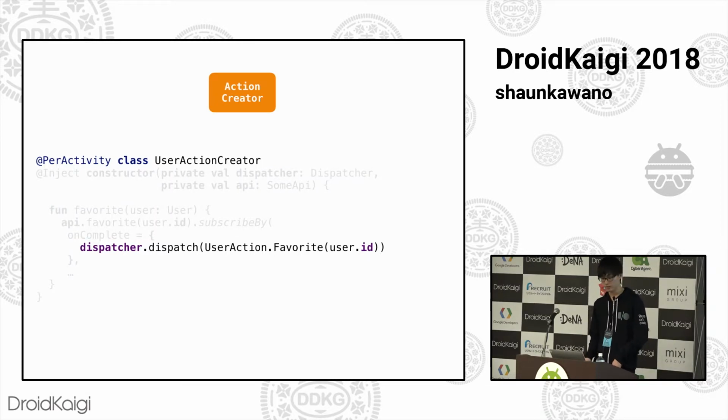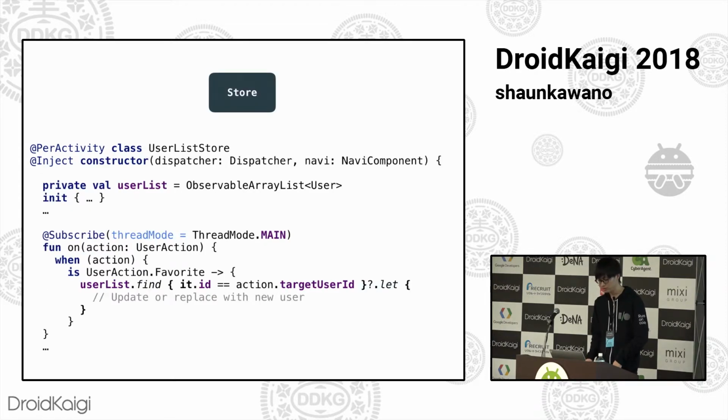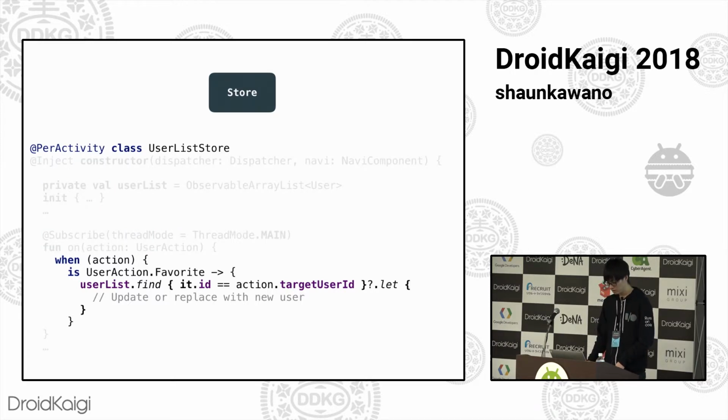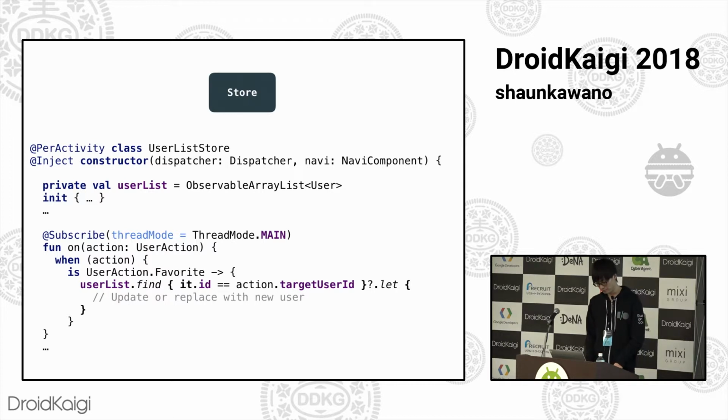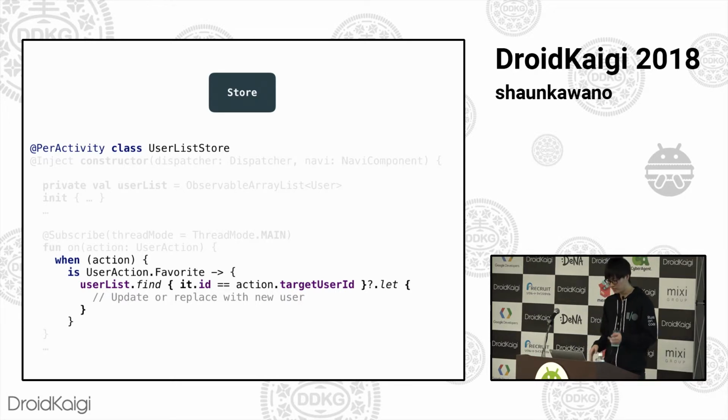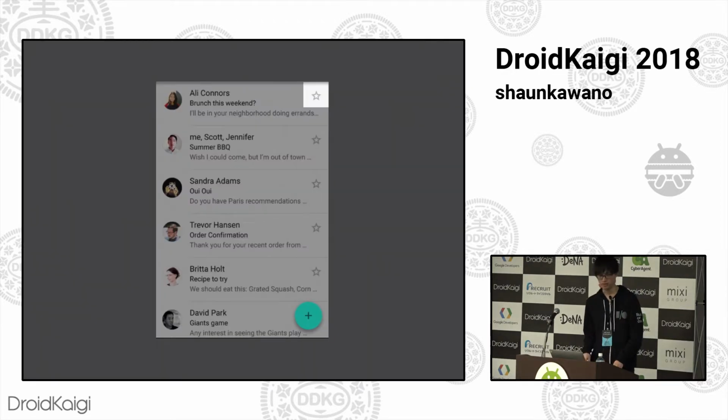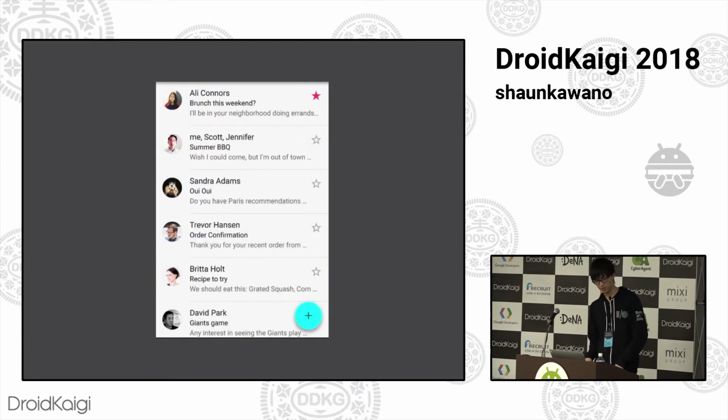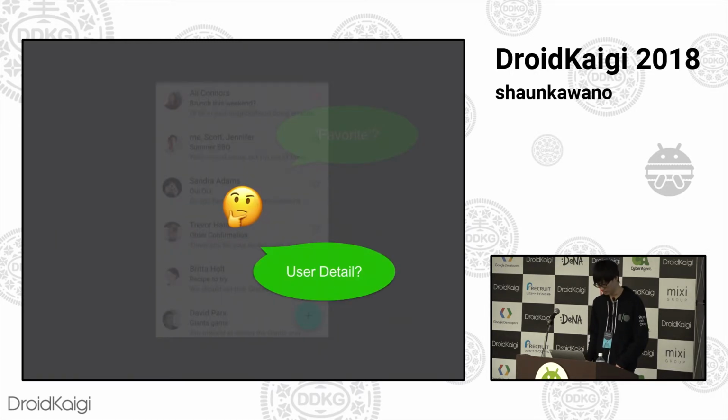So once we dispatch the favorite action, inside the user list store, which is the one we defined before, we add another function called same on, but with a different type. In this case, we receive the user action type. And when the action is of favorite type, we find the target user based on the user ID and update the data based on that. And by adding these functions, you can implement the favorite feature for a list, and it's very easy, kind of. So when the user clicks the fab, it's going to toggle, I guess.